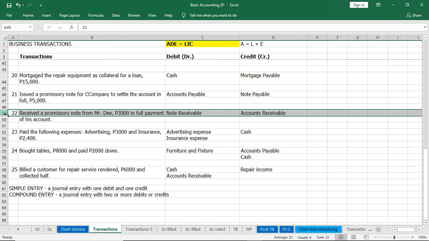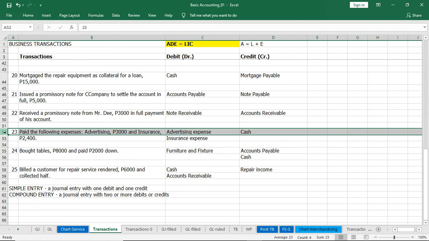Next, received a promissory note from Mr. D, 3,000 in full payment of his account. Okay, dito naman yung business naman na nakatanggap ng promissory note. Merong accounts receivable from Mr. D, pero matagal na. Siguro natagalan niya, hindi nakabayad, so nag-issue na siya ng promissory note naman. Okay? So, increase siya in asset, so debit to note receivable, but decrease din siya in asset, so credit to accounts receivable. Okay, so kumbaga, change lang din from accounts receivable to note receivable.